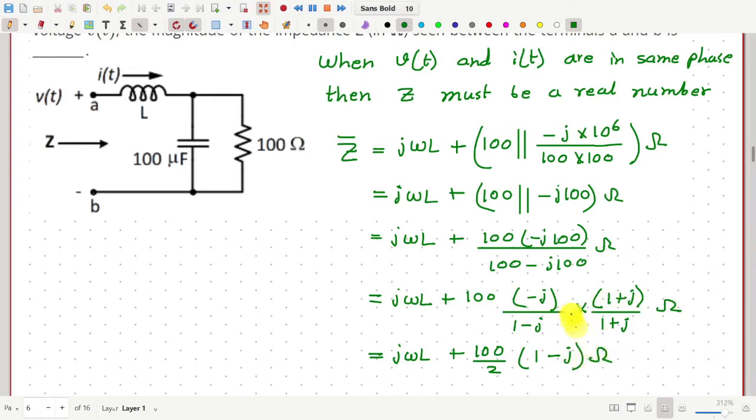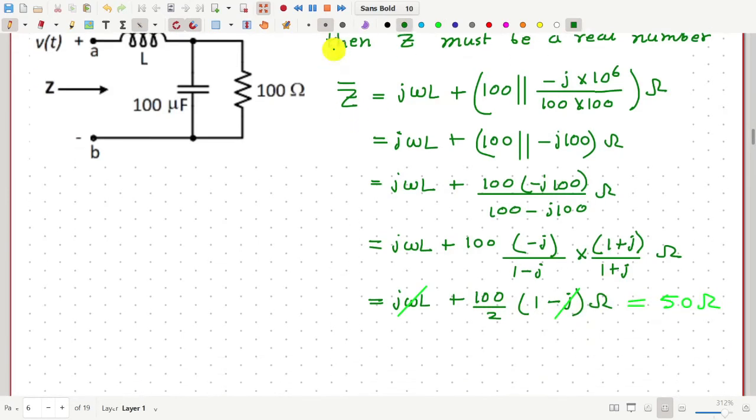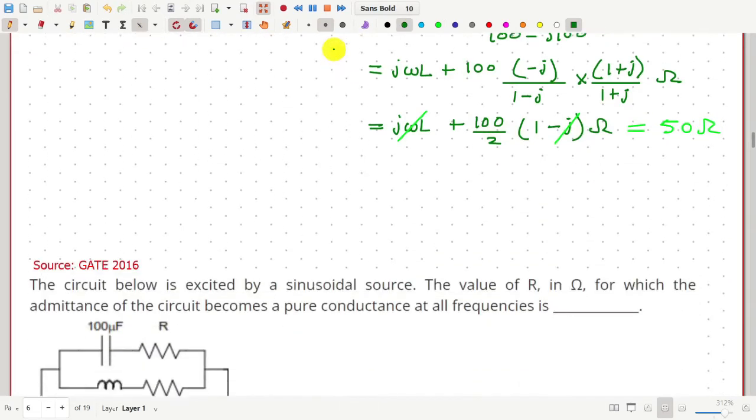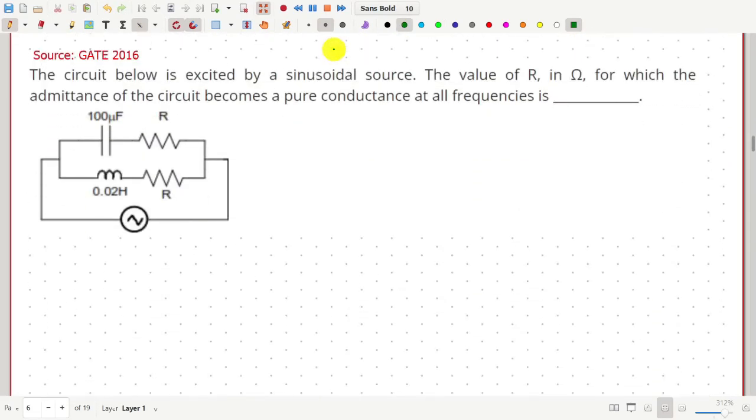This is in ohm. Now we know that Z is a real number, so the imaginary part of this expression should vanish. So j omega L must be equal to the imaginary part of this term. So they will cancel each other, and finally we will have 100 by 250 ohm. That is the answer. So now we move on to the next question.